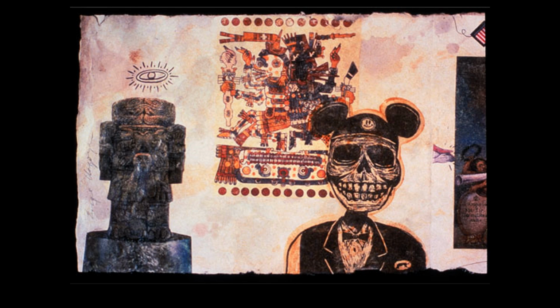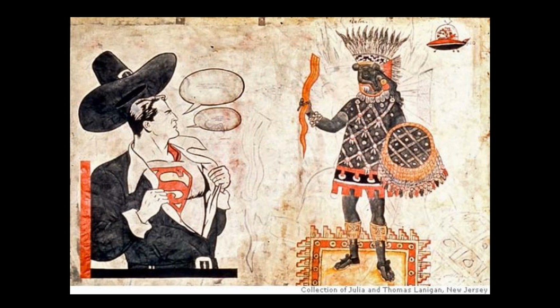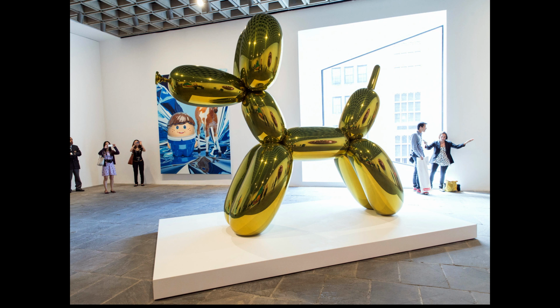And again, the Mickey Mouse image shows up in these ancient images from Mayan and Aztec Mexico. Superman as pilgrim, meeting a Mayan god. And this is a work by Jeff Koons, who totally did not avoid cliche but embraced it, and his main technique was to make it precious and enormous.